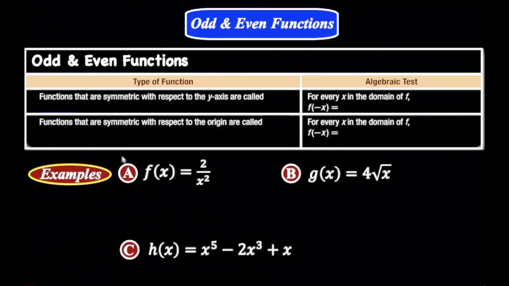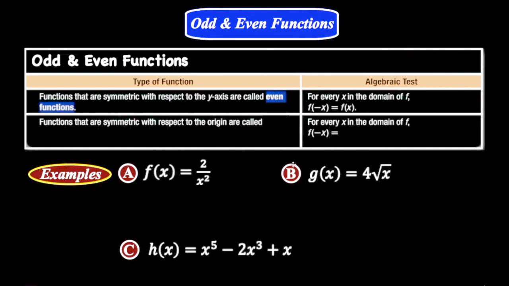Odd and even functions. Functions that are symmetric with respect to the y-axis are called even functions. For every x in the domain, f of negative x gives us f of x. So when we plug in a negative x algebraically and get the exact same function that we started with, we know that it's an even function. An odd function is when we substitute in that same negative x, but we get the function with a negative 1 multiplied by it. So that's how we're going to test for oddness or evenness of functions. Let's jump in and look at some examples.